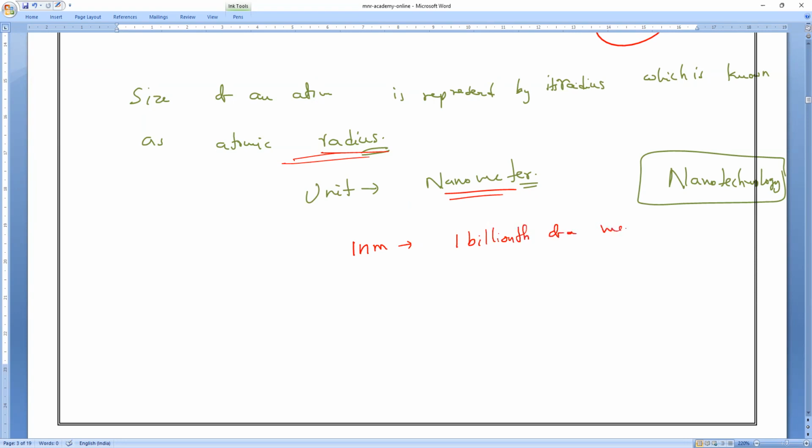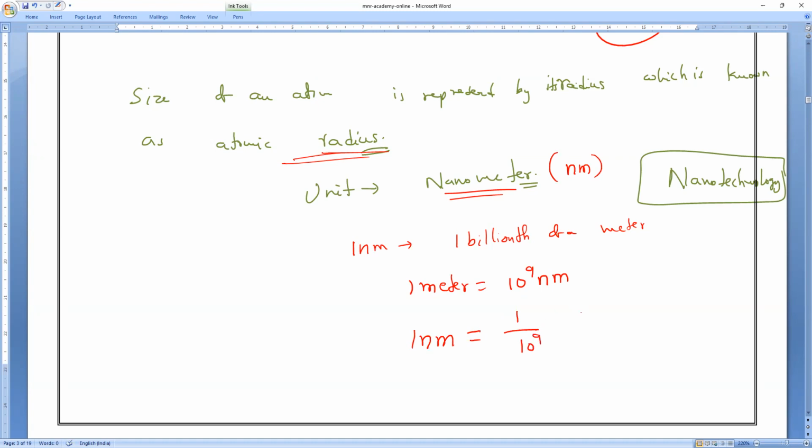1 billionth of a meter means 1 meter is equal to 10 power 9 nanometers. Sorry, mistake, reverse. 1 meter is equal to 10 power 9 nanometers. Nanometer symbol is nm. Reverse relation: 1 nanometer is equal to 1 by 10 power 9.